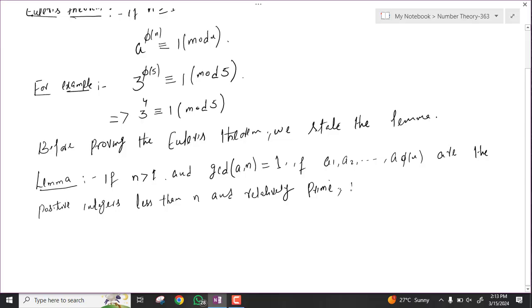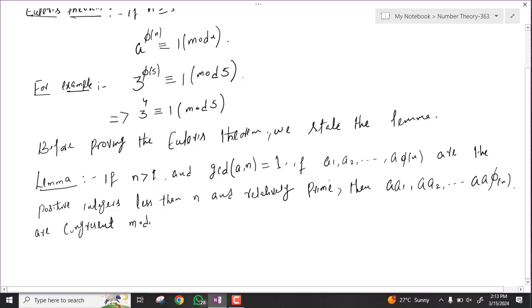then a a1, a a2, and so on, a a phi of n are congruent modulo n to a1, a2, and so on, a phi of n, in some order.